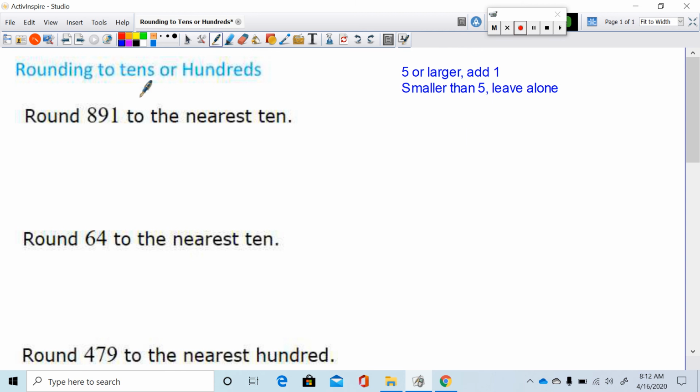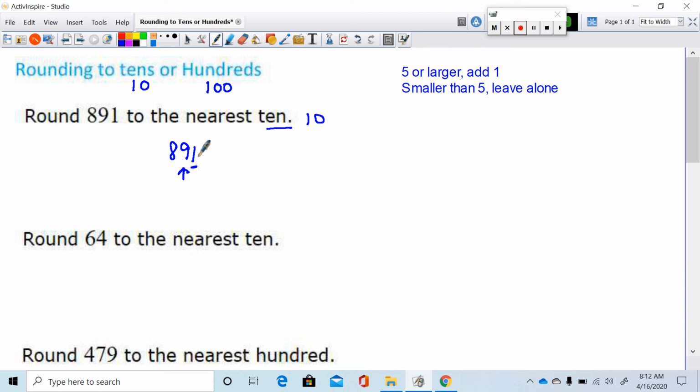Now, if you're rounding to tens or hundreds, it does matter how many zeros there are in each one of those. So let's say I have 891 and I'm rounding to the nearest 10. Well, 10 has one zero, so I'm going to underline one number. You always go from right to left. That means you're trying to decide if the number just to the left of that either stays the same or goes up. And you're looking to make that decision, you're looking at the number that you just underlined.